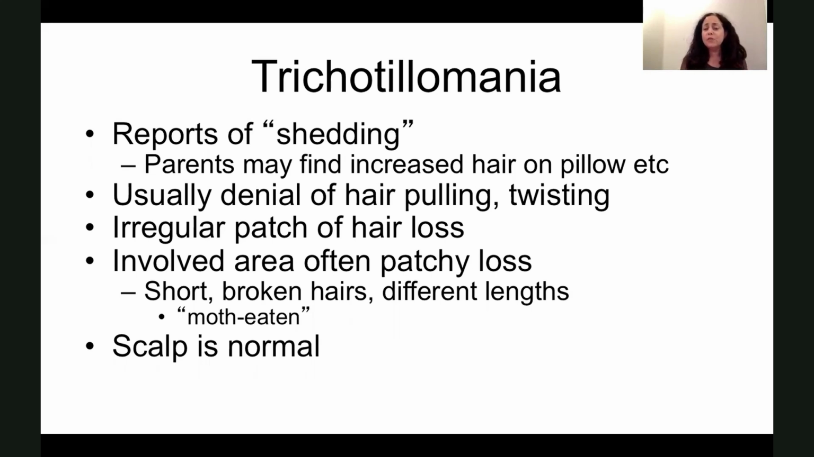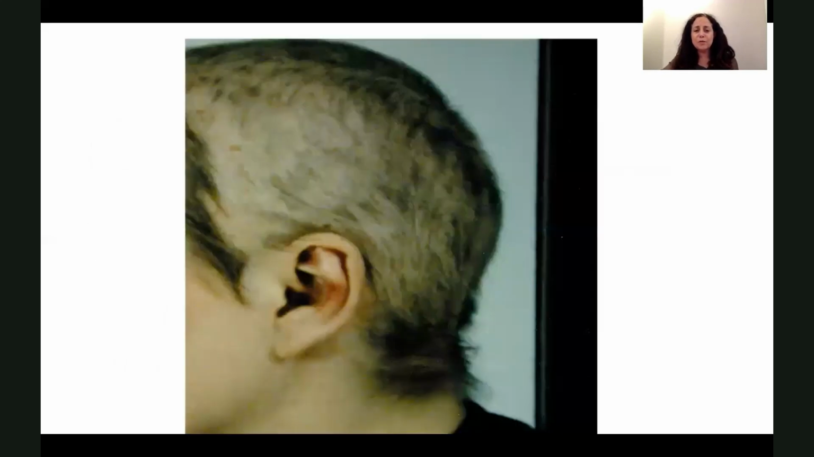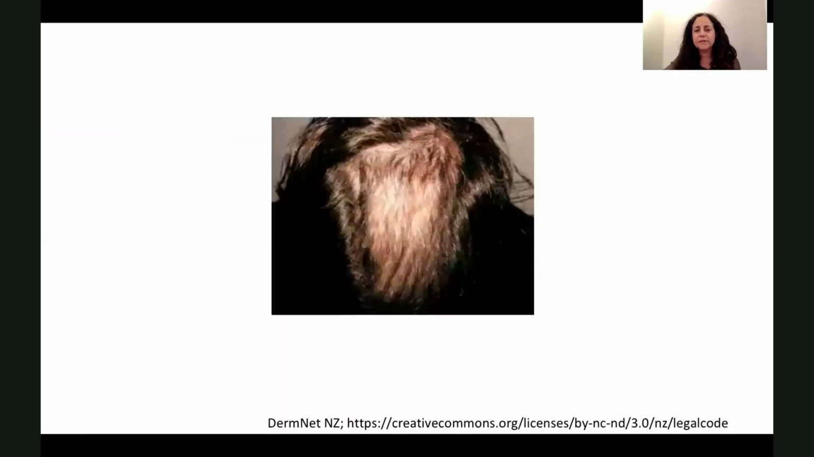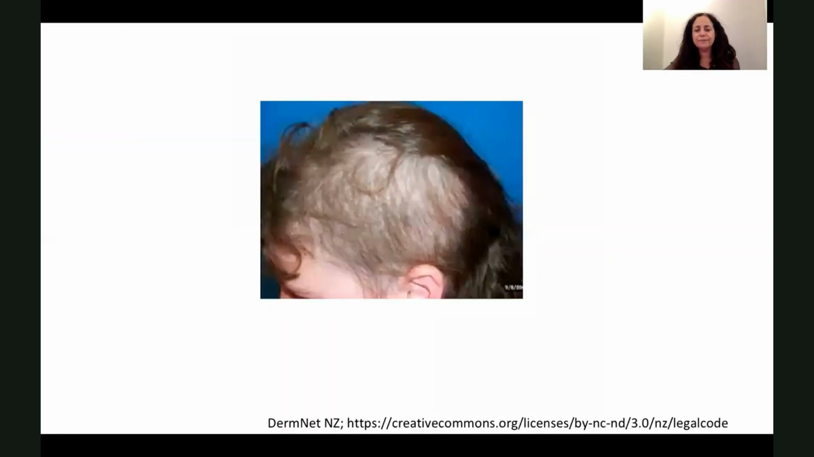It can lead to an irregular patch of hair loss. You often will have mixed hair growth and areas of hair loss, and this is called moth-eaten, where you see both active hairs, broken hairs, and bald areas. The scalp itself, however, is normal. And here you see that moth-eaten look where some hairs are shorter, some are longer. There's little patches of alopecia mixed with little tufts of hair. And some more examples of that.